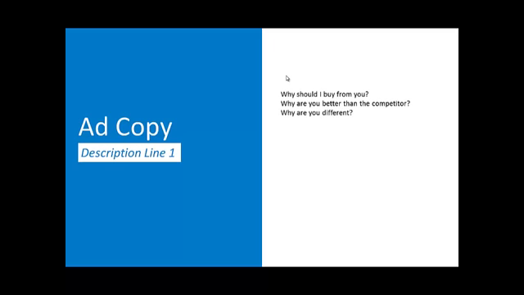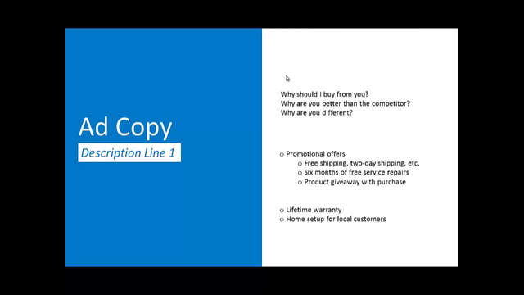The next aspect of the ad is going to be the description line, and there's going to be two of these. So the first thing that I look at in the description line is always use your value proposition. So why should I buy over someone else? Why should I buy your products over someone else? The products that you're going to be selling are going to be very common to the products of the other dealers. So you have to make yourself stand out in another manner.